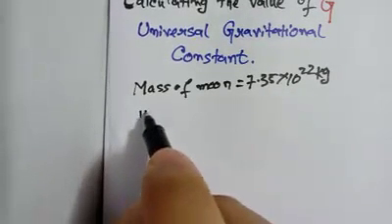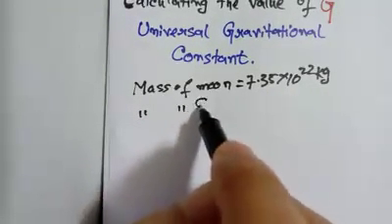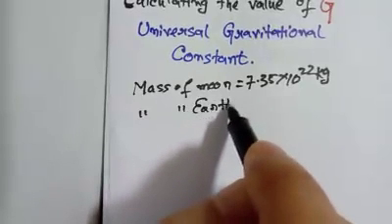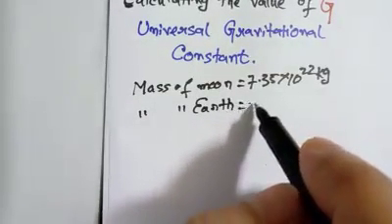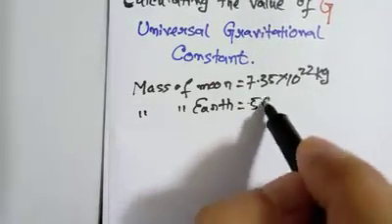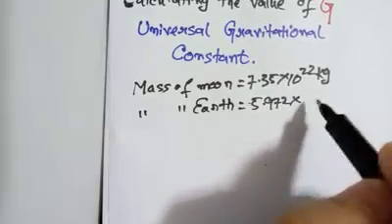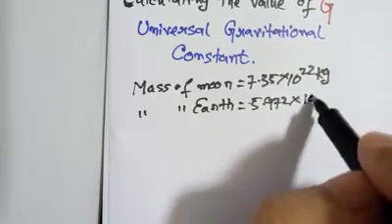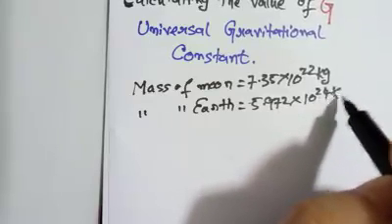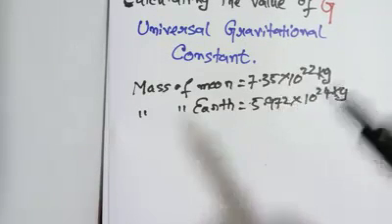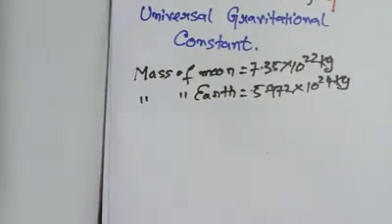And we also know, and we have deduced it in my previous video, you can find the value of the mass of earth. The value is 5.972 multiplied by 10 to the power 24 kilograms. These are the two values that we already know.